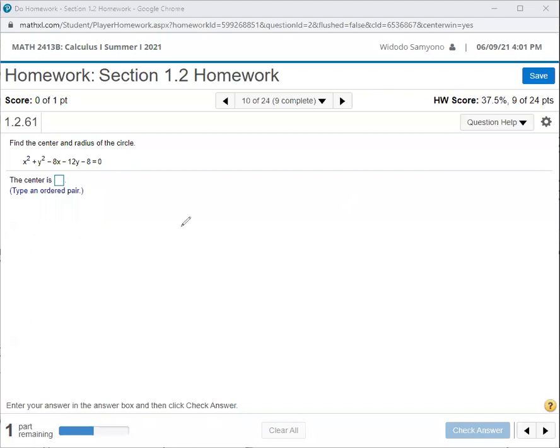Okay, so you need to change this to, so in order to find the center, you need to change this to the standard form. Okay. So what you can do is you need to complete the square. Okay. So you have this, right?